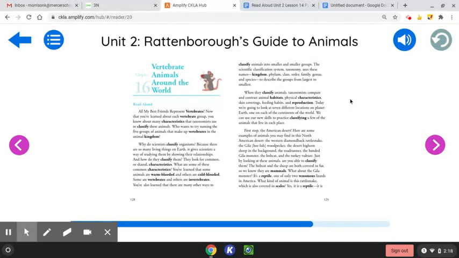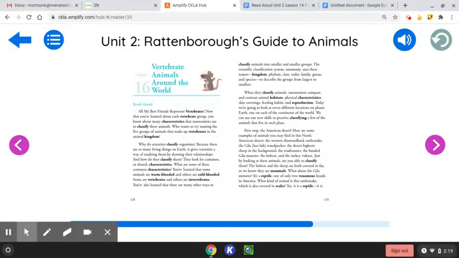Okay, so we're going to start reading. Chapter 16, Vertebrate Animals Around the World. Okay, and you see how it says read aloud right here? The heading says read aloud. It's telling us that this is a read aloud that we're reading. It's not something you're going to be reading by yourself. We're going to be reading it together out loud.